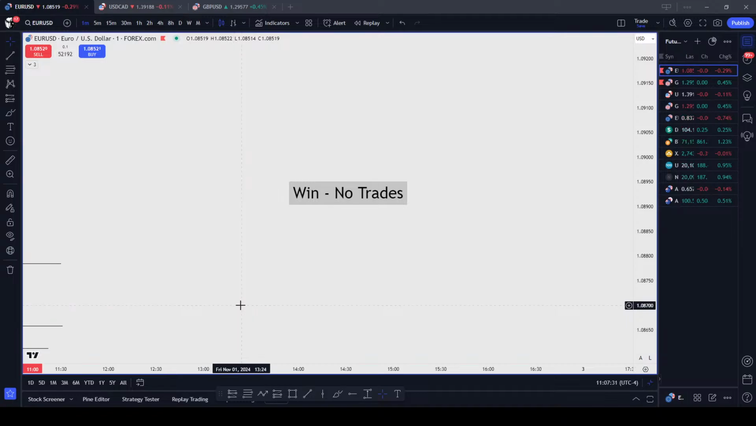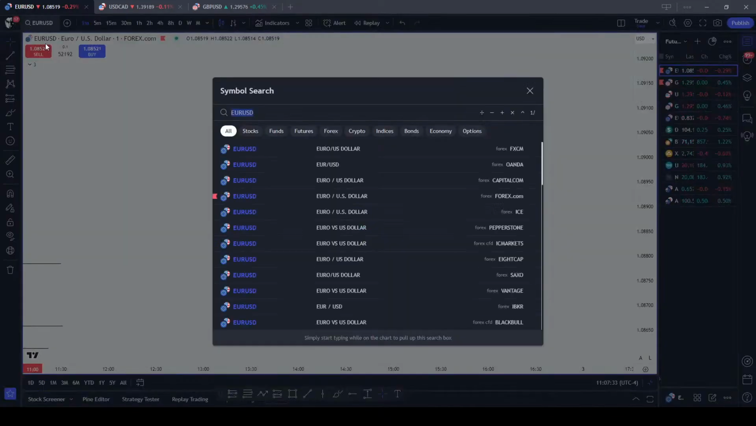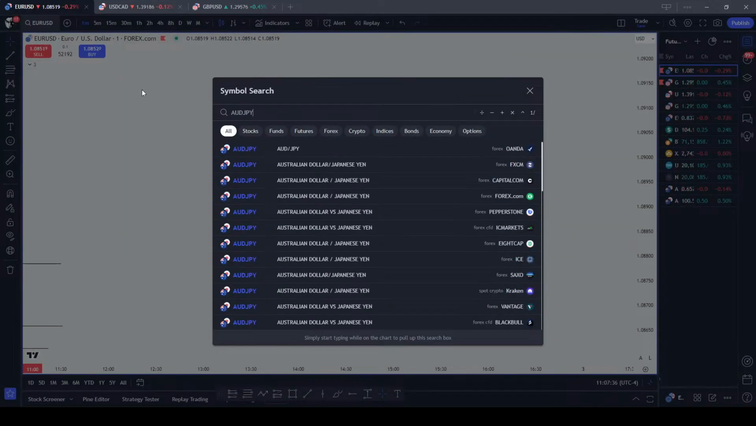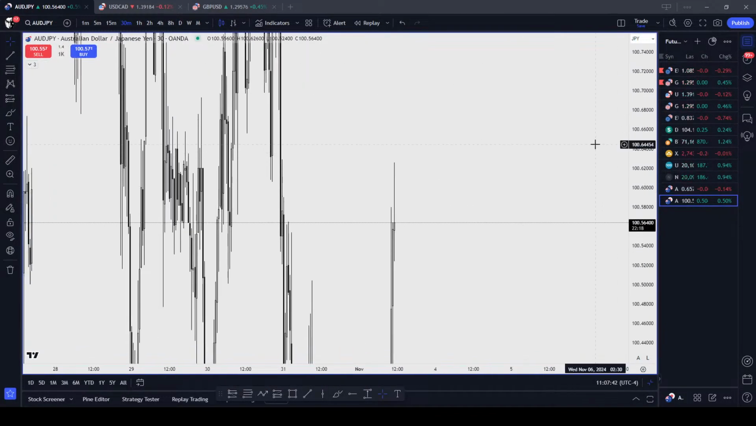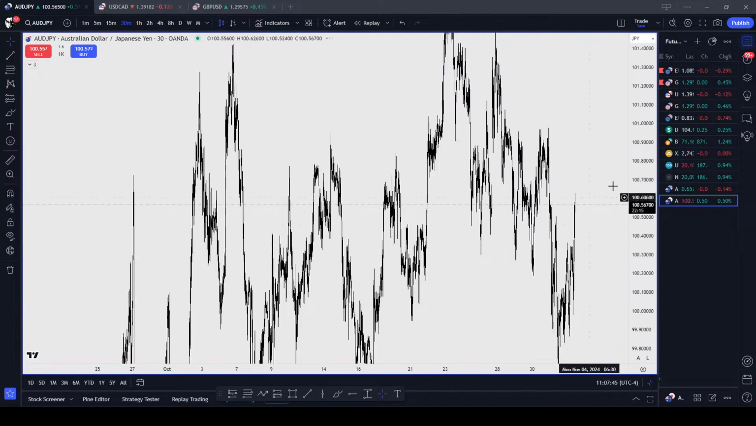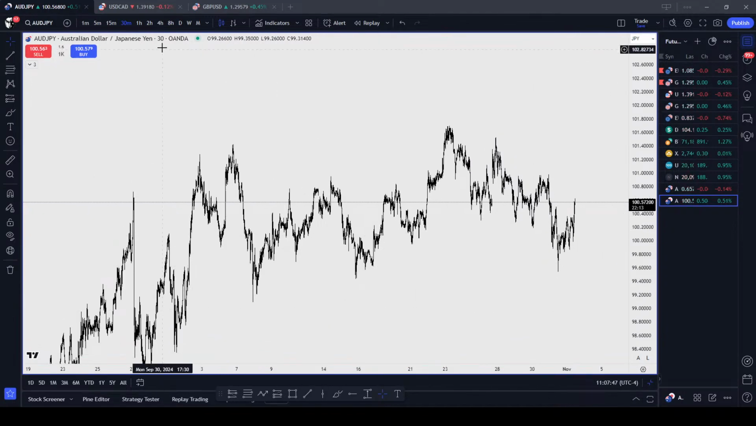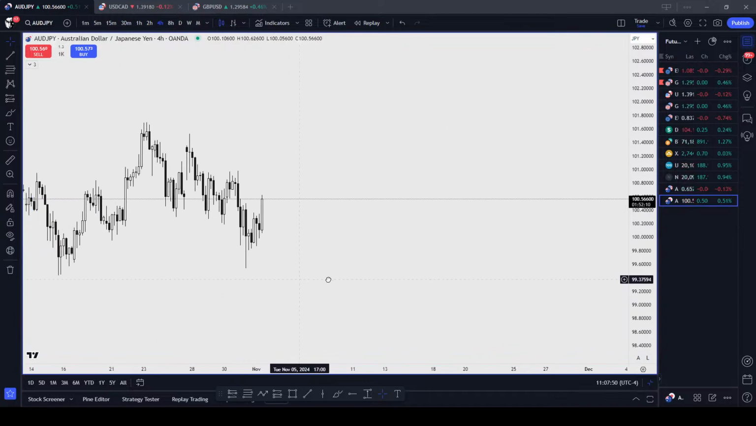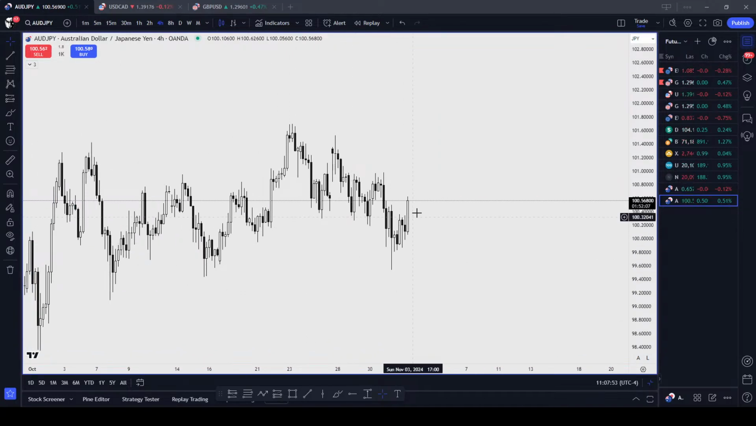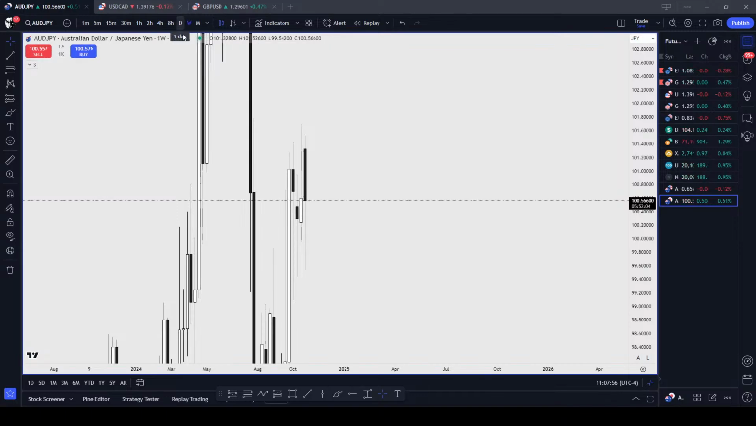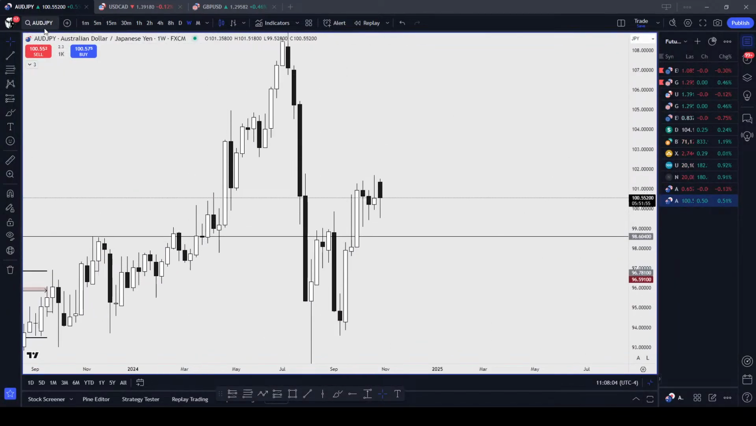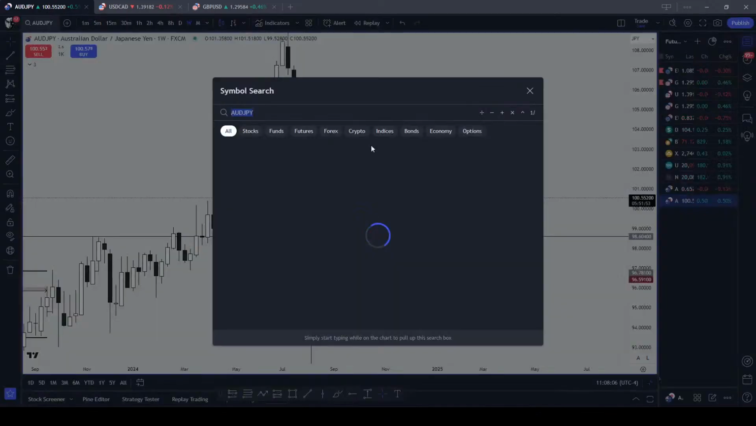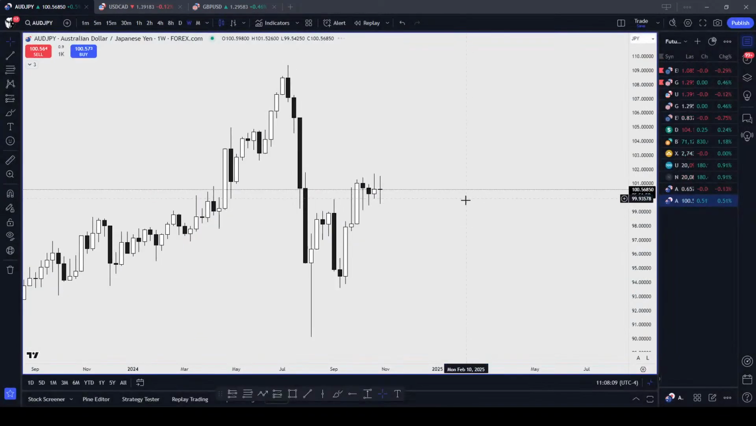Can you do a quick review on AUDJPY? Okay, I think you're in a trade. AUDJPY. Let me check it. If you guys want me to check something really quick, I can do that. I have a bit of time. Let me look at another chart. Okay.